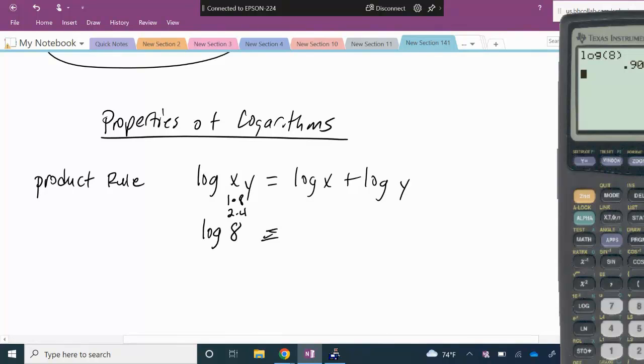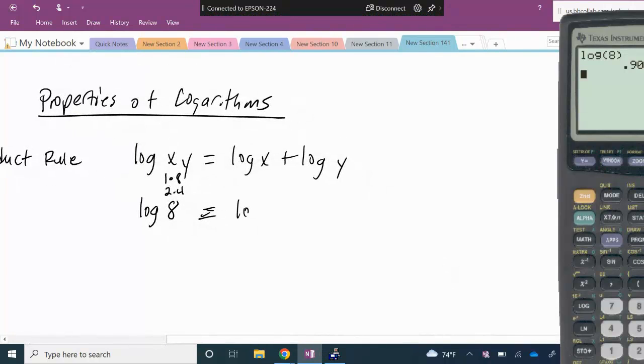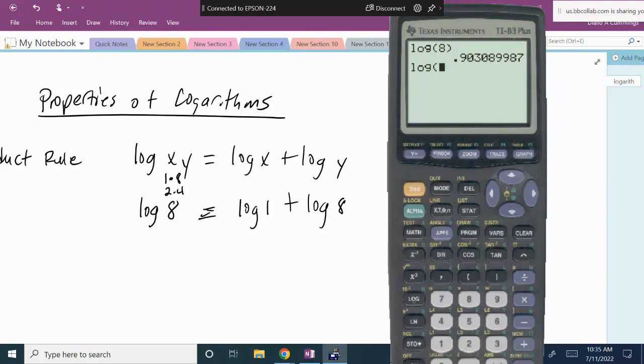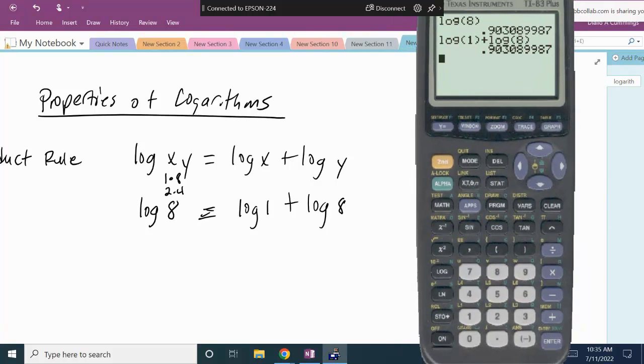So I could rewrite the log of 8 as the log of 1 plus the log of 8, and they should have the same exact value. I'll do that on the calculator: the log of 1 plus the log of 8, and we get 0.903. We get the same value. Well, you say 1 plus 8 is not really 8, but we're not dealing with a 1 and an 8. We're dealing with a log 1 and a log 8.